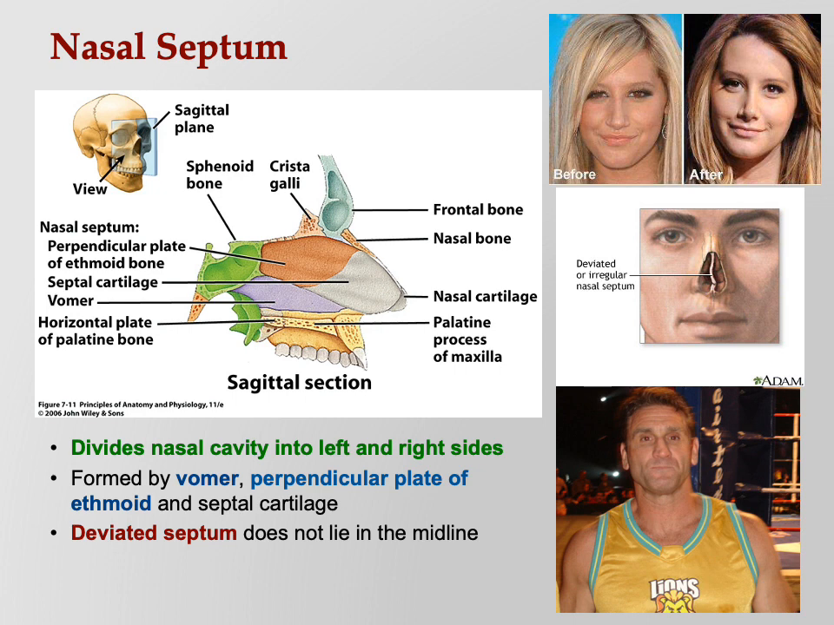A deviated septum is one that doesn't lie in the middle. That can happen either developmentally or through trauma. So Ashley Tisdale up there, she had a deviated septum, and they did some plastic surgery. Now doesn't her nose look beautiful? You can see in that middle diagram on the right, that's a deviated septum. It doesn't go straight down the middle, it curves to the side.